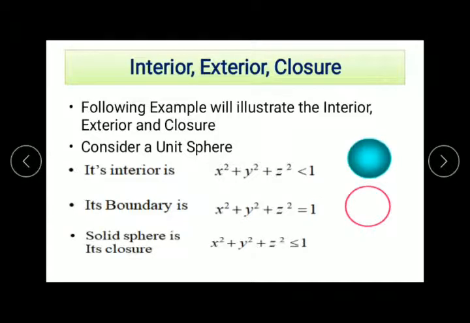Then the total solid, as we have seen, is represented as the combination of interior plus boundary points. So combining the less than and equal to signs gives less than or equal to. Hence the solid sphere with its closure has the equation x squared plus y squared plus z squared less than or equal to 1. This is the total solid representation, the combination of the interior of the sphere plus the boundary.